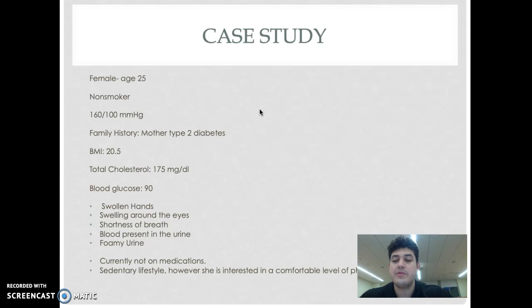She has some symptoms of swollen hands, swelling around the eyes, shortness of breath, blood present in the urine, as well as foamy urine. And foamy urine is due to that massive amount of protein leaving her nephrons. So you can tell that she has some symptoms of GN, so we want to have a referral from a doctor. Currently, she's not on medications and has a sedentary lifestyle. However, she is interested in a comfortable level of physical activity.